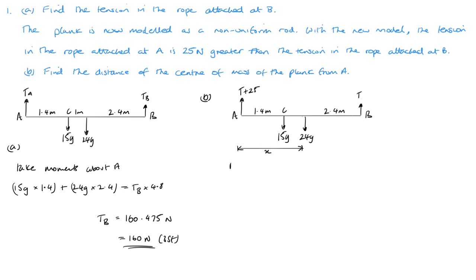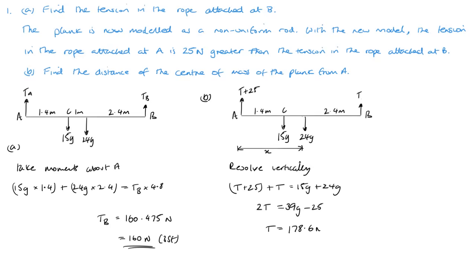So let's first resolve vertically, and then we can find out what T is. So T plus 25 plus T equals 15g plus 24g. So 2T equals 39g minus 25. So T is 178.6 newtons.